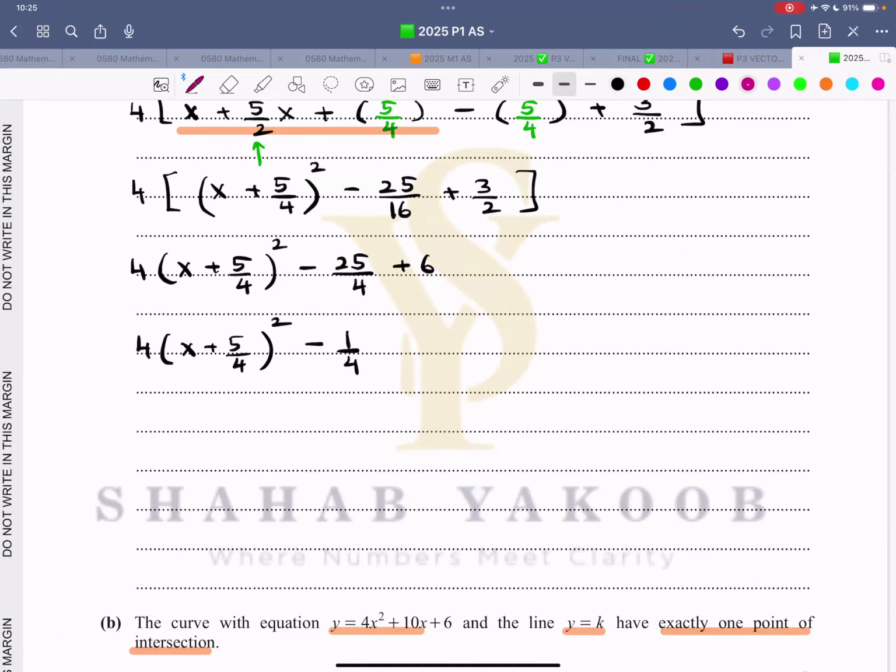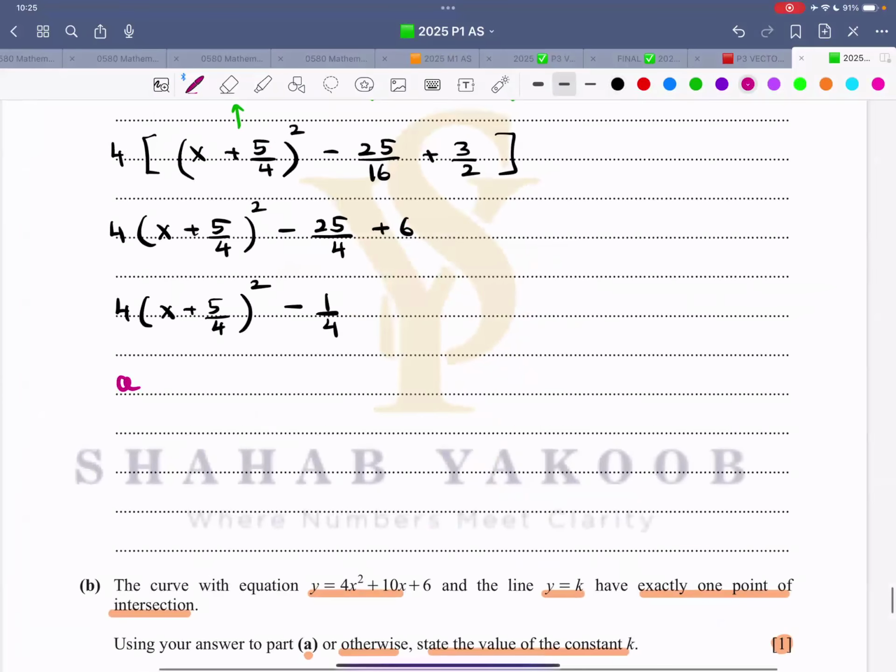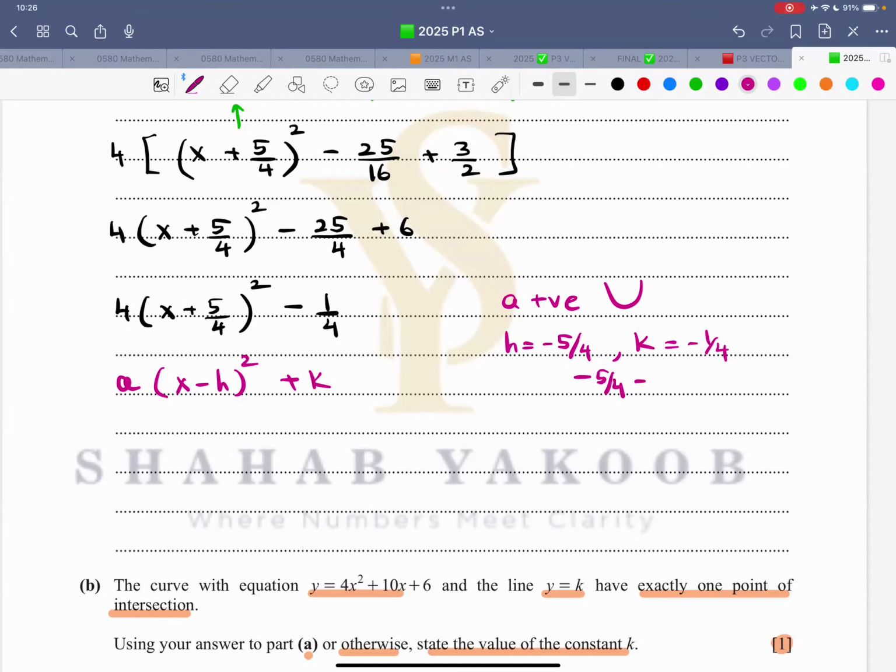So now they're asking nothing about the turning point, but it's my habit to do it. Maybe it will be useful. A times x minus h whole square plus k. A is positive, that's the shape. The turning point h is negative 5 over 4 and k is negative 1/4. So therefore negative 5 over 4 and negative 1/4. That is the coordinate of a turning point, which is a minimum.